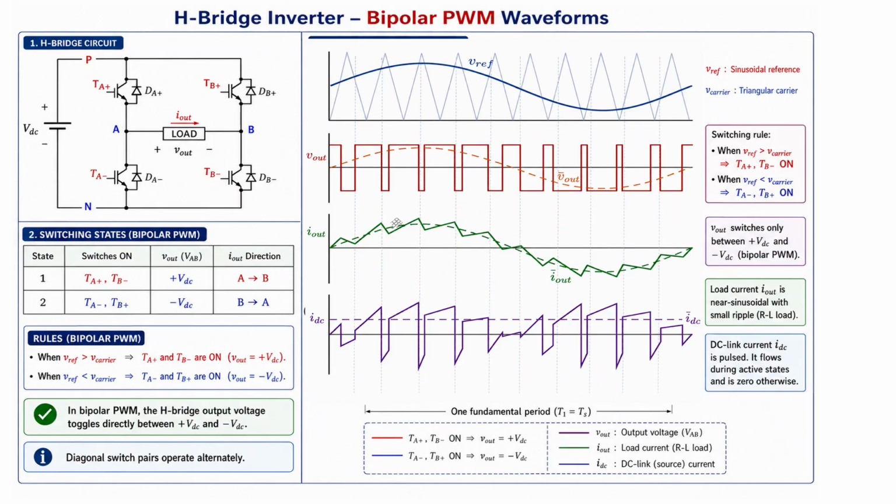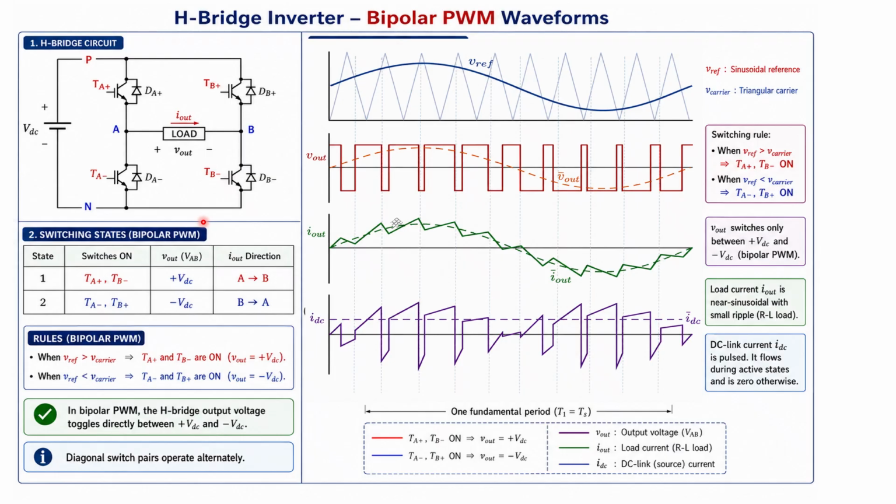There are two types of pulse width modulation. One is bipolar pulse width modulation and the other is unipolar pulse width modulation. First of all, you should understand that pulse width modulation is a technique to make the switching pattern for these switches. We know that we have to turn on these two switches for getting the positive half cycle and turn off TB plus and TA minus, and the reverse for the negative half cycle. So we need to turn these switches on and off continuously to get an output voltage.